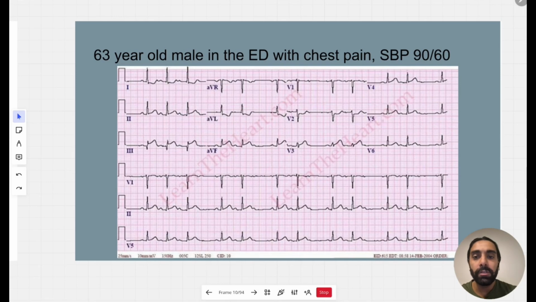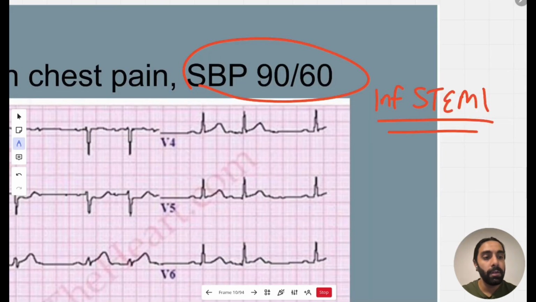And always connect the dots with your vignettes. This guy's coming in with chest pain, with hypotension, and an inferior wall STEMI, which includes the RCA as its distribution. RCA infarcts are preload dependent. They can also cause bradycardia because it usually supplies blood to the SA node.